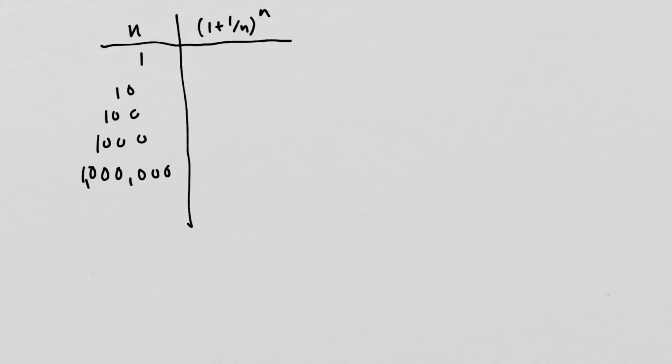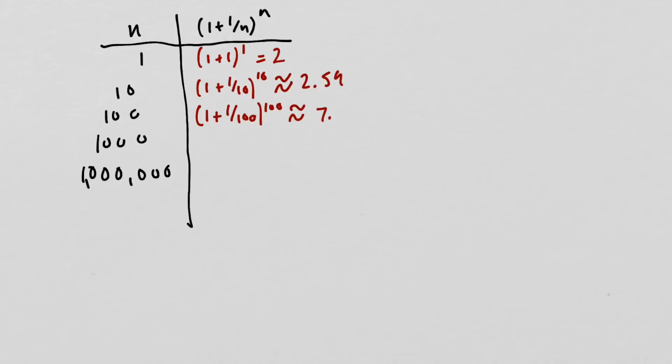Plugging 1 into our formula, we're going to get 1 plus 1 raised to the 1. This is going to be 2. Plugging 10 in, we're going to get (1 plus 1 over 10) raised to the 10. This is approximately equal to 2.59. Continuing on, our next number after we plug it in is approximately going to be equal to 2.704. Plugging 1,000 into this equation, we'll get (1 plus 1 divided by 1,000) raised to the 1,000th power, which is approximately 2.716. And if we plug in 1,000,000, we're going to get approximately 2.718.